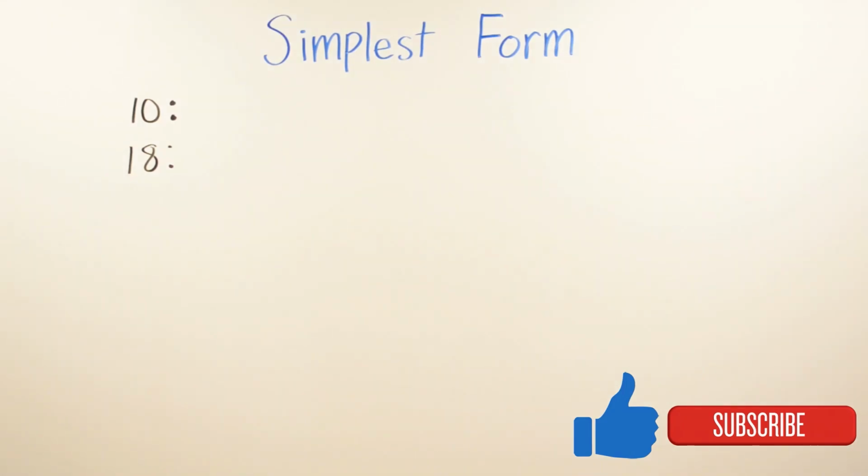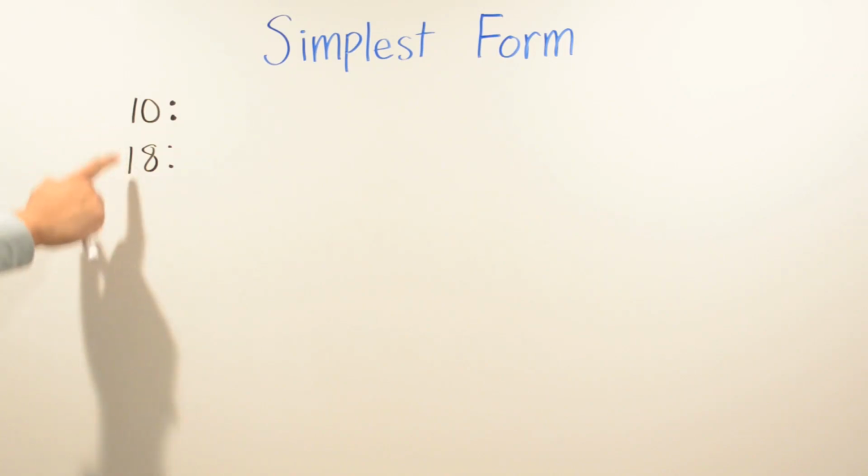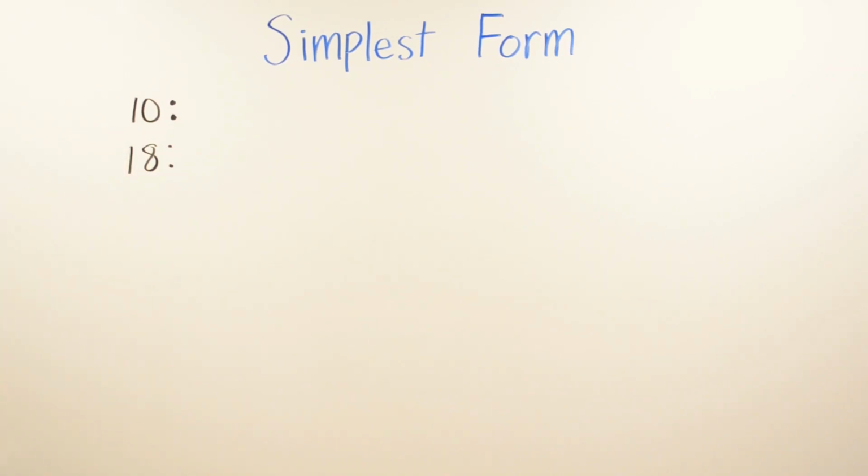In this video, we're going to be talking about the simplest form. In this example, we're using 10 over 18. We're going to go ahead and find the greatest common factor, and see which numbers we can use.